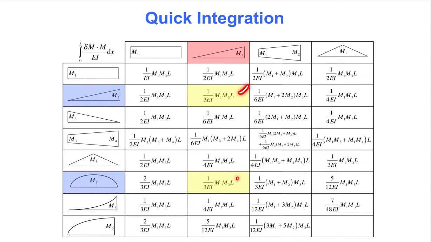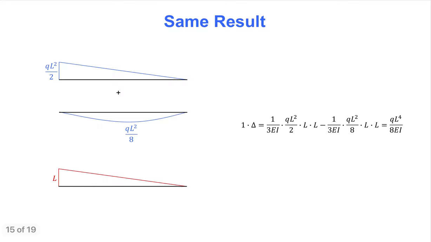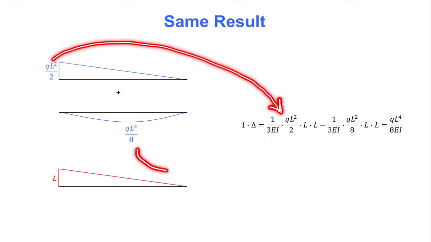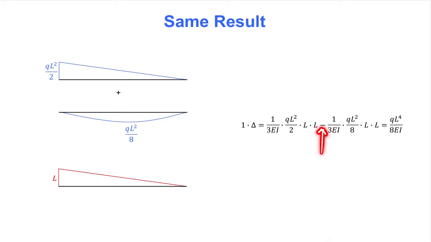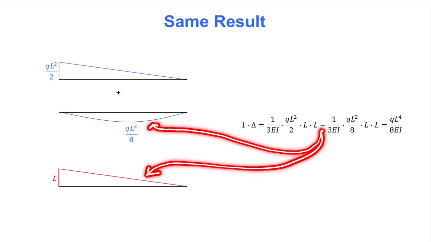The next slide shows that we obtain the same result, namely qL to the power 4 over 8EI. However, notice how both formulas from the formula sheet on the previous slide appear. An important lesson from this slide is the minus sign applied to the second term. That minus sign says that the virtual work associated with the qL squared over 8 parabola combined with the red rectangle is negative because one is tension at the bottom and the other is tension at the top.